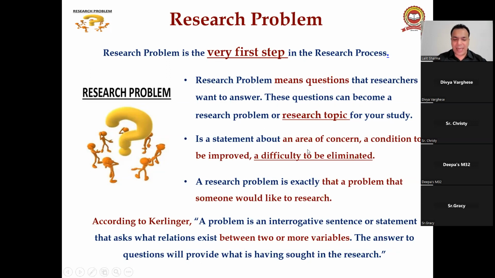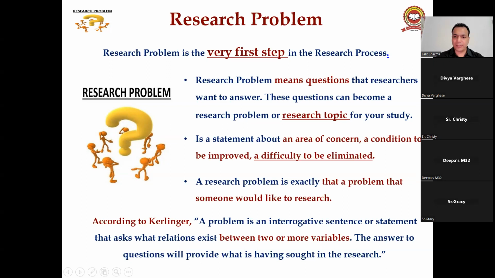A research problem is a statement about an area of concern, a condition to be improved, a difficulty to be eliminated. A research problem is exactly that, a problem that someone would like to research. Research means study. Research means problem. Okay. So you should now know what the research problem basically is, right? How to select a research problem, what are the sources of research problem, how to formulate the research problem, right? So this is the very first step. That's why it is written.